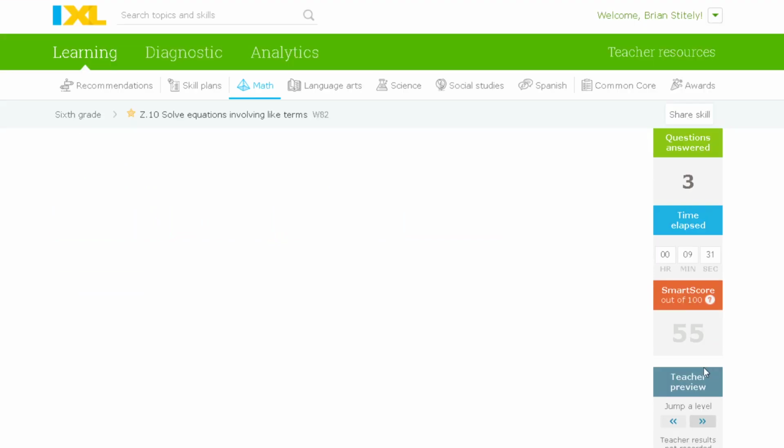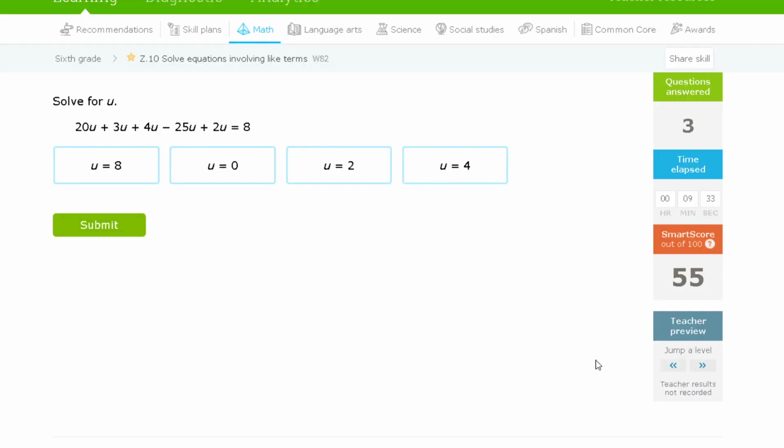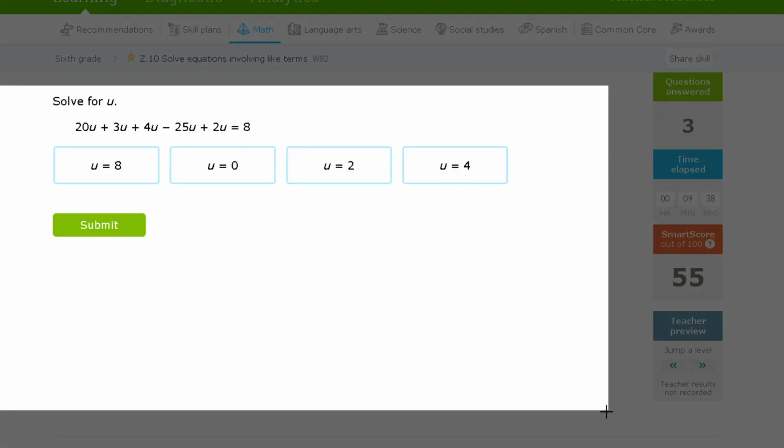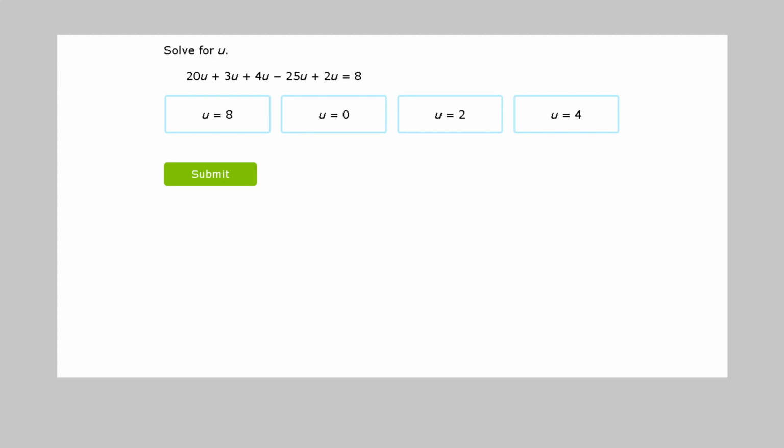Okay, so let's see if I can skip ahead. Here we go. It's a little harder. Actually, quite a bit harder. So this is actually the same thing, though, same idea. We see that each term here has a U in it. That means that we can add up all these terms together.